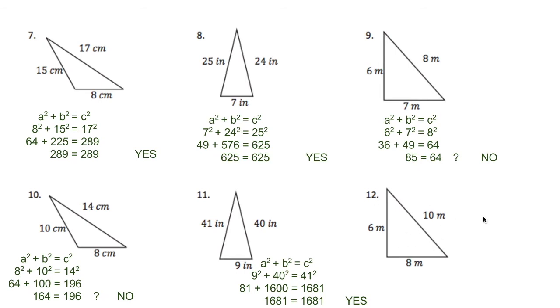Go ahead and try number 12. So we have a squared plus b squared equals c squared. 6 squared plus 8 squared equals 10 squared. When we square those, we get 36 plus 64 equals 100. And that works on both sides, so this is a right triangle. So we are using this theorem to determine if the triangles are drawn correctly.